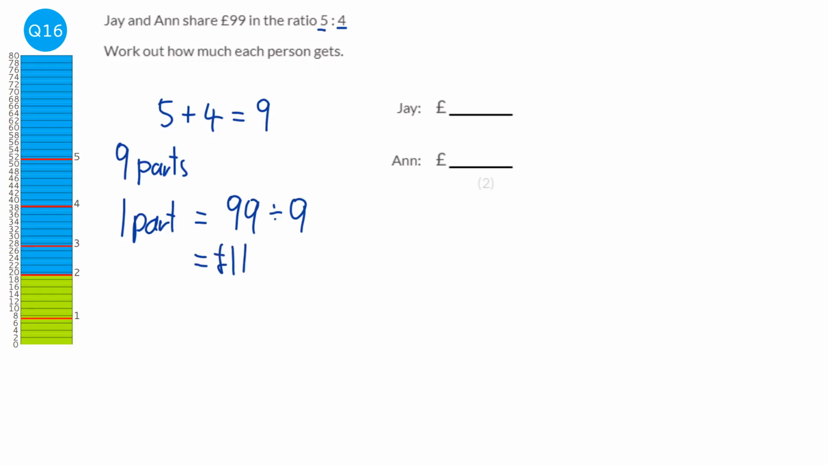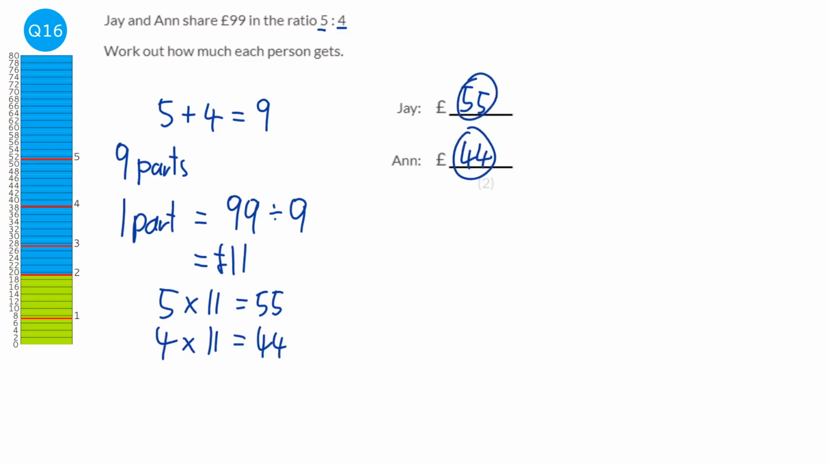So J has 5 piles of £11. So J has 5 times 11, which is 55. And Anne has 4 piles of that money, so 4 times 11, which is 44. We can check this by adding the 2 together, and it should add up to the amount of money we have, which is 99, which it does.